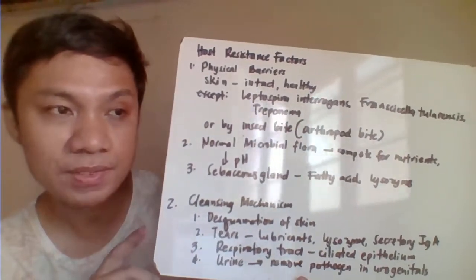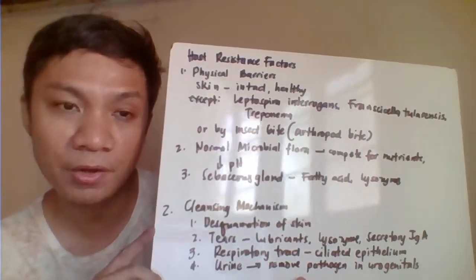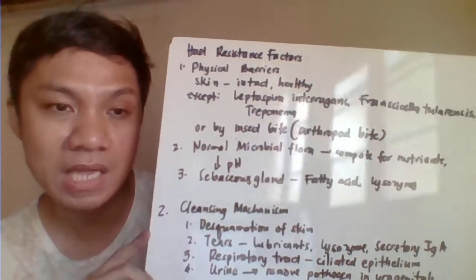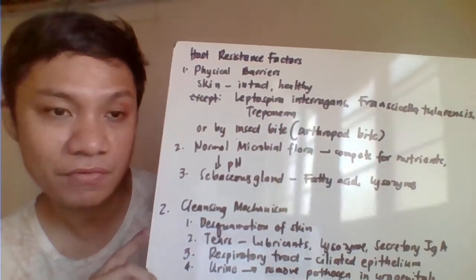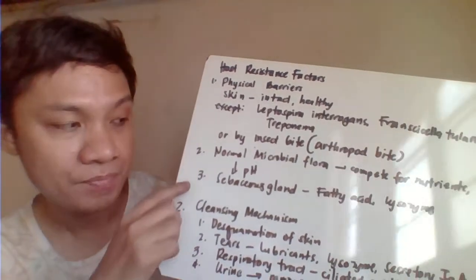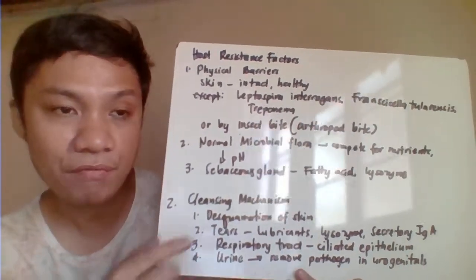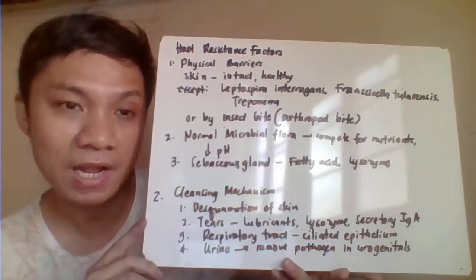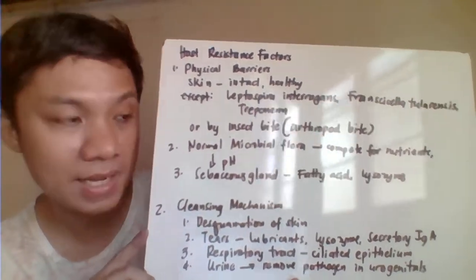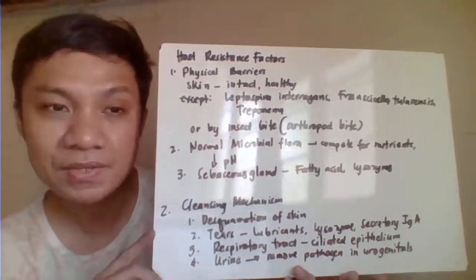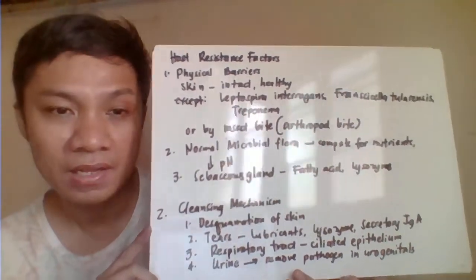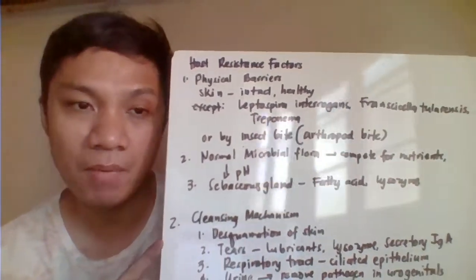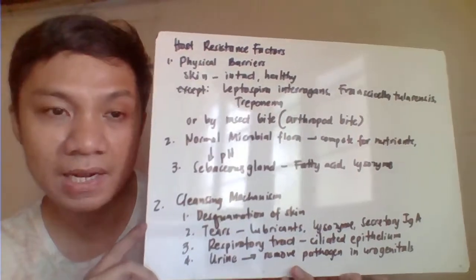Another one, our host defense would be the presence of your normal microbial flora, which would try to compete with the pathogen for space and nutrients, preventing the growth of your pathogenic bacteria. Another one, they are also responsible for maintenance of the normal pH, like in the case of lactobacilli in your urogenital tract. Sebaceous glands, on the other hand, produce fatty acid and lysozyme, which have antibacterial property. Okay, then we have here the cleansing mechanism.